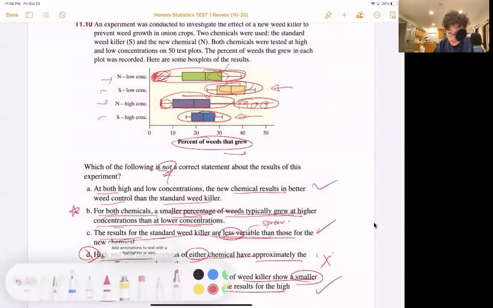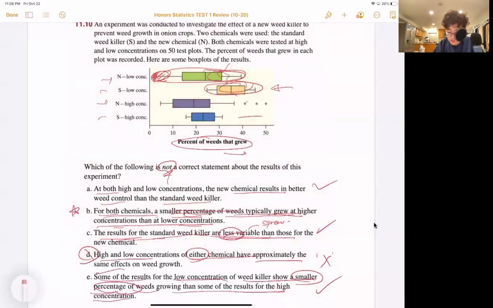Oh, actually, yeah, that makes absolute sense, because at a high concentration, we have a lot of weeds growing at a lower rate, versus in a low concentration, we have a large percentage of weeds that grew at a higher rate. Okay, so that is absolutely true. So the correct answer here is going to be D.